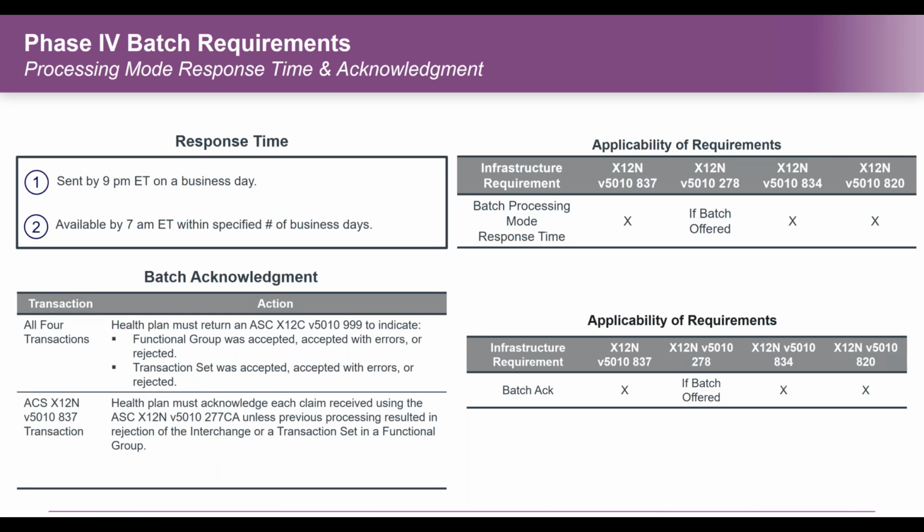Moving into the detail of Phase 4 batch requirements, this is a specific mode of conducting the transaction, and it ensures that, again, those roles and responsibilities between trading partners are known by everyone that's going to conduct the transaction. So if you're conducting this particular transaction in Phase 4, let's say it's the 837, the claim transaction.